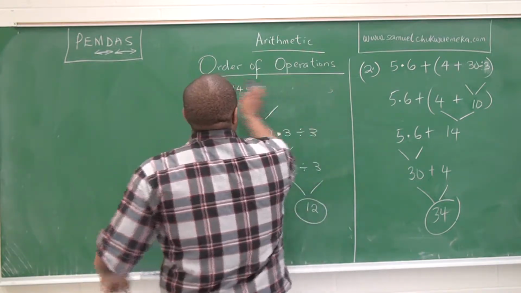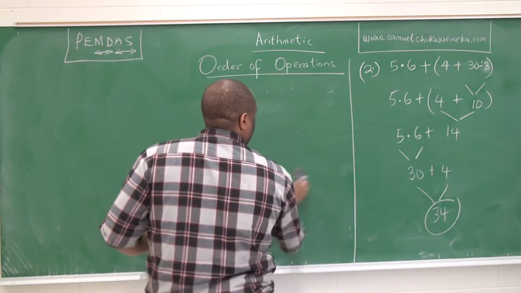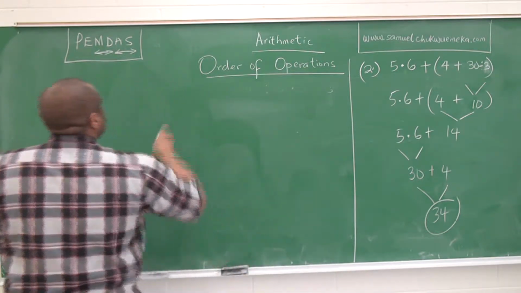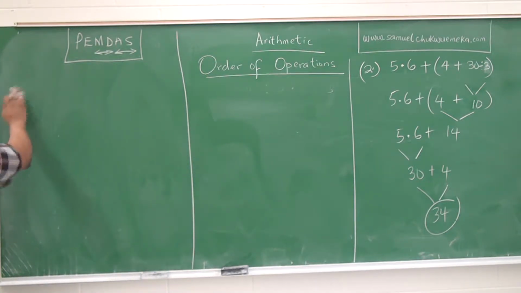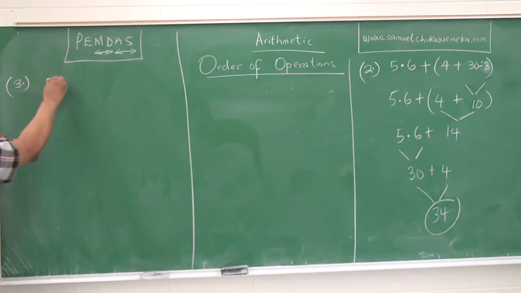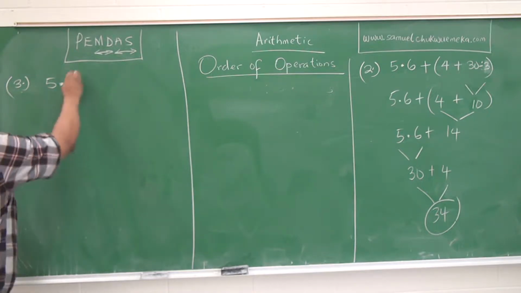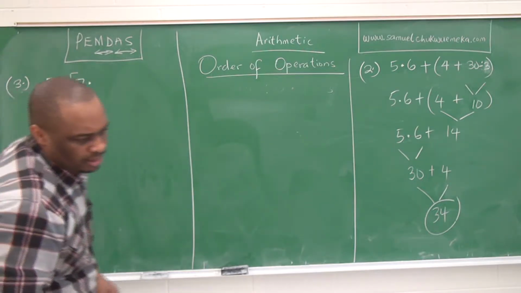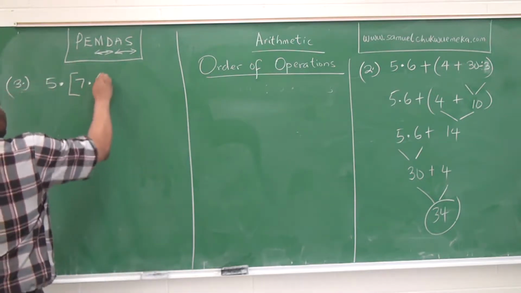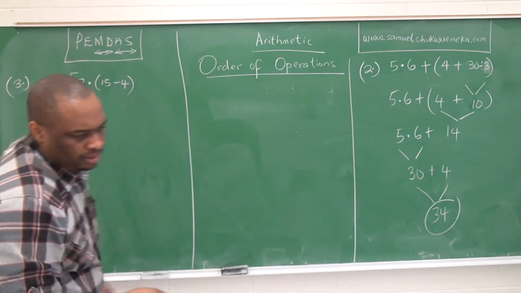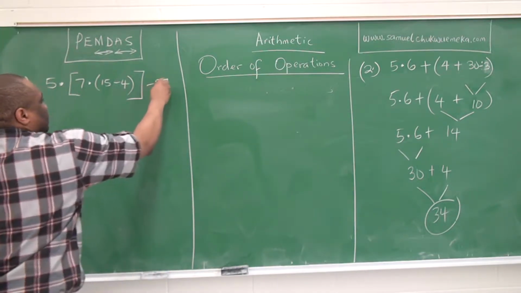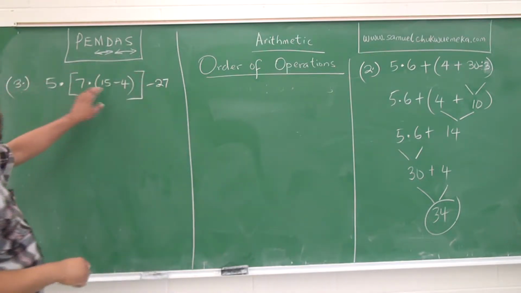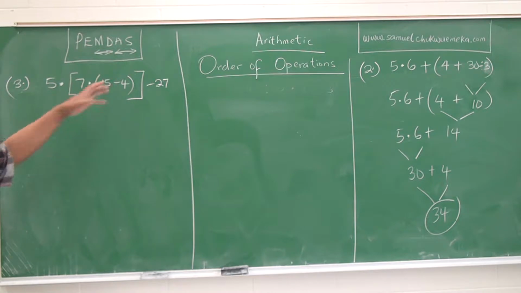Okay, another type. I'm going to do a whole lot of types so that you'll be familiar with it. Let me do number 3 here. Number 3: 5 times 7 times 15 minus 4, then bracket, minus 27. Okay, if you look at this now, we have bracket and parentheses.